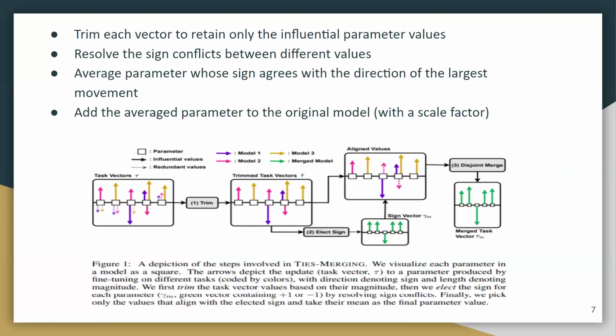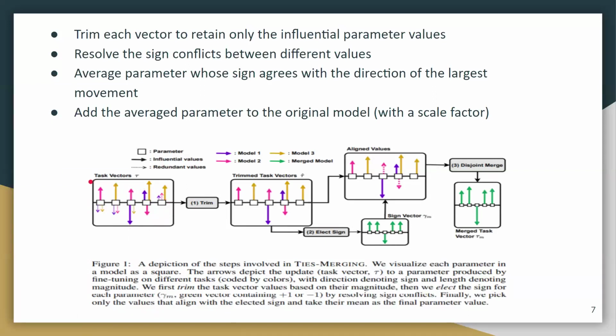So TIES means trim, elect sign, and merge. Let's try and break things out, going from left to right. In the first task vector box, we see there are three models being merged: the pink one, the purple one, and the yellow one. We have five sets of parameters, one through five, that we want to merge.